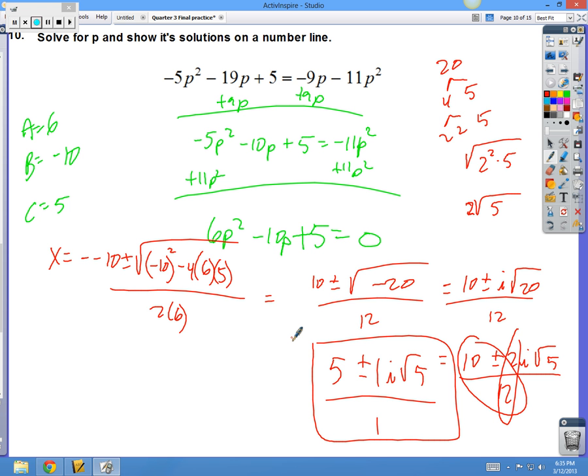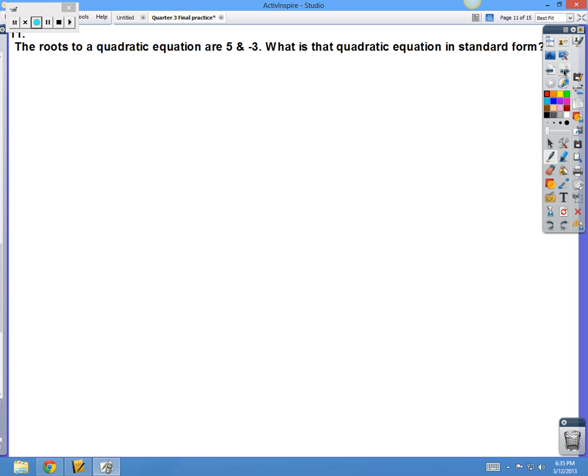Let's not worry about showing it on a number line. Okay, now you're going backwards. The answers, or the roots, are 5 and negative 3. So what equation gives you those two answers, 5 and negative 3? Those are nice answers because they're integers.